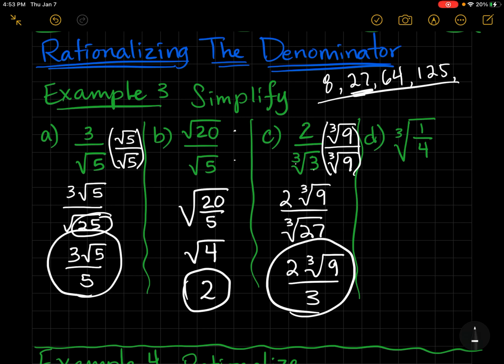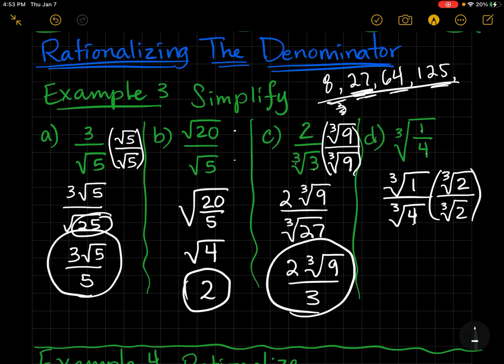Alrighty, here, since I can't do anything with this fraction, I'm going to separate it into separate radicals. And now I want to figure out what I can multiply 4 by to get one of these perfect numbers. If I multiply 4 by 2, I'll get 8, and 8 is a perfect cube. That's why I'm selecting 2. And notice this is 2 squared, that's 2 to the first, which gives me 2 to the third. So that's what's really going on.